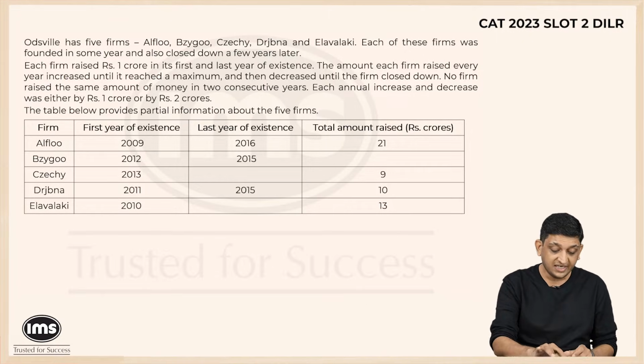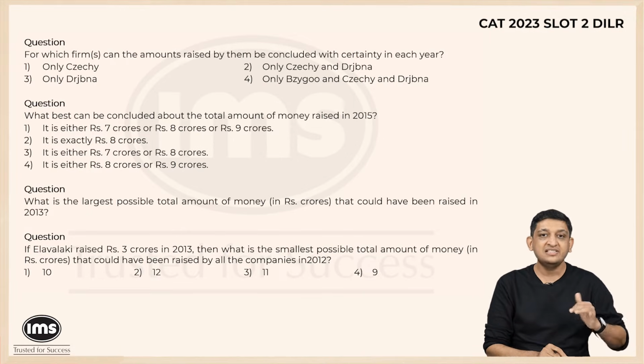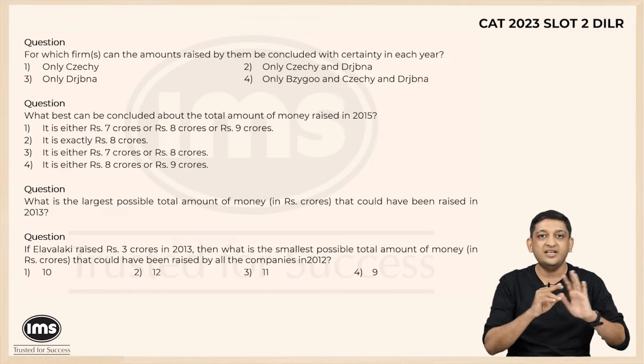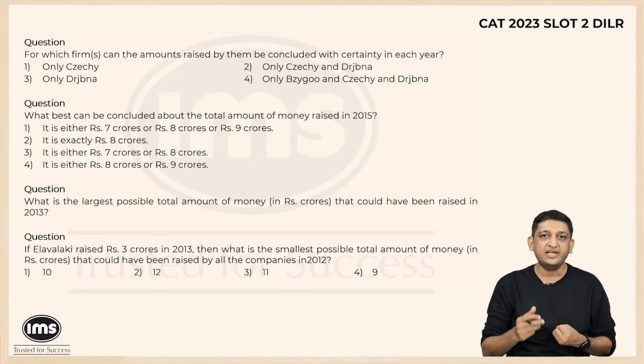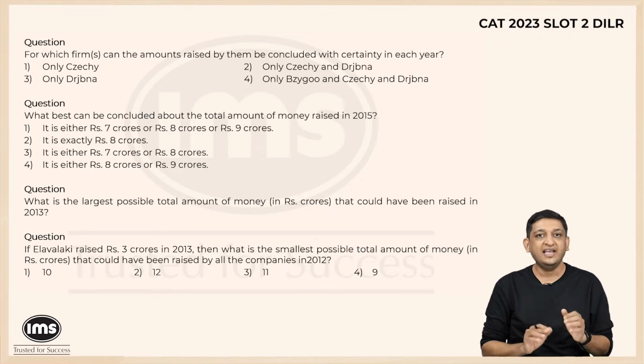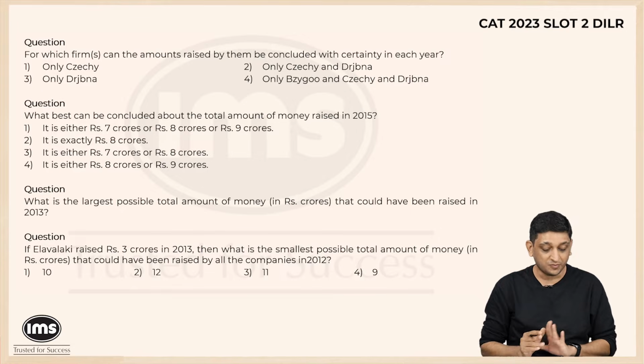Now, if you look at the questions that we have, the first question is: for which firm or firms can the amounts raised by them be concluded with certainty every year? And this should give you some clue, because the options here are only C, only D, only C and D, only B, C and D. So I know for sure that A and E are definitely not going to give me conclusive series in terms of the fundings that they would have received. So that is what I know for sure. I need to attack B, C and D first, so that I come up with an answer to this question at least, and then maybe the other questions will follow.